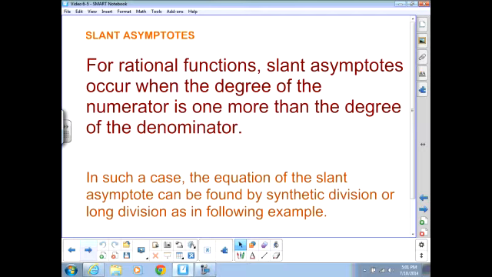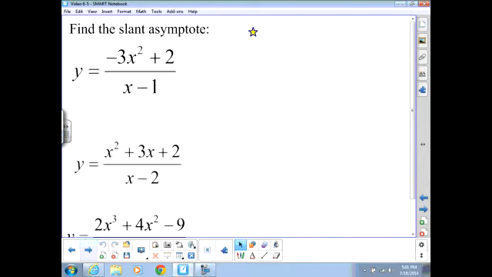For any rational function, we get a slant asymptote, as we mentioned in the last video, when the degree of the numerator is one more than the degree of the denominator. We can find the slant asymptote by using either synthetic division or long division. Anytime the denominator is linear, we can use synthetic division. And you should have seen this in your rational functions unit in pre-calc.